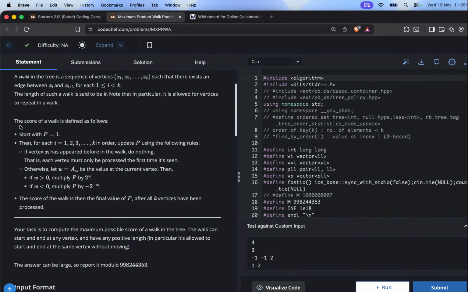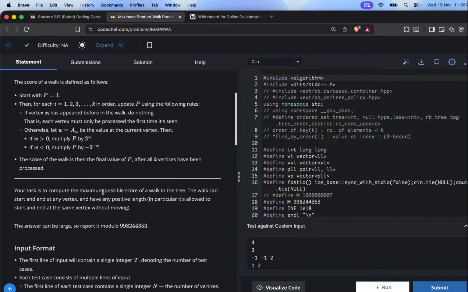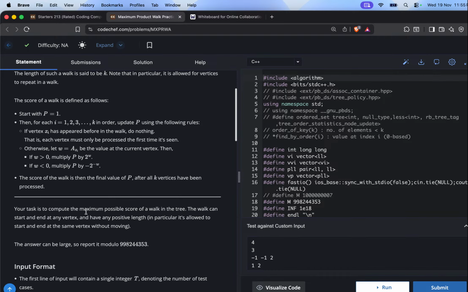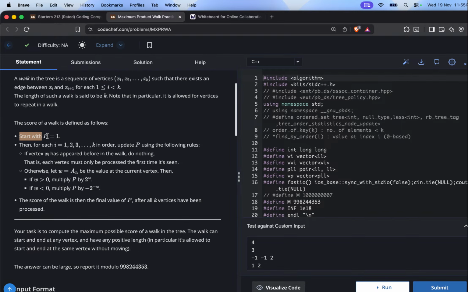Okay, the score of the walk is defined as follows. Start with p equals 1. Actually, it's not necessary that we start with p equals 1, which is stated here. The walk can start and end at any vertex. It confused me as well during the contest. But start with any particular node.